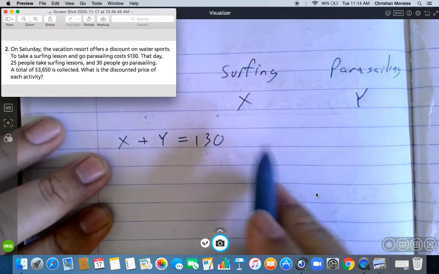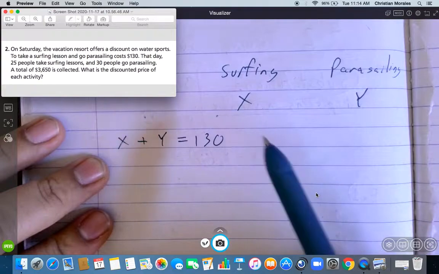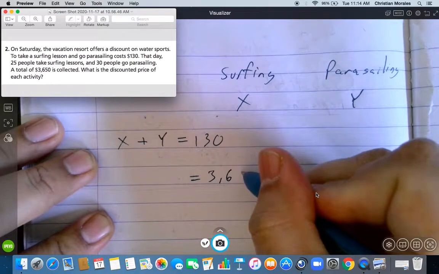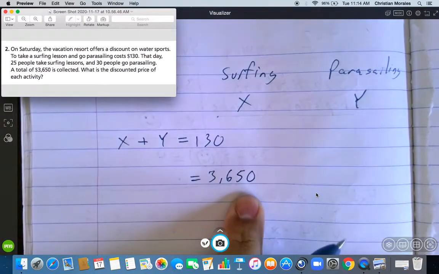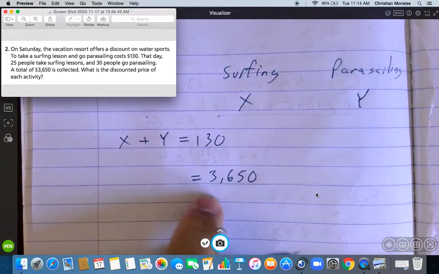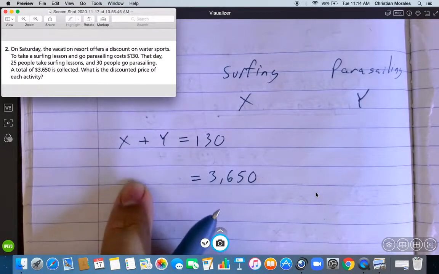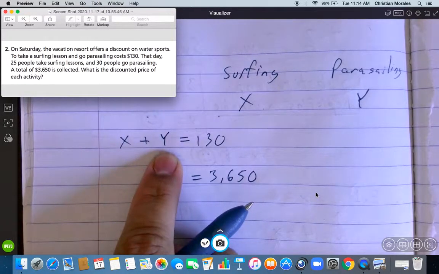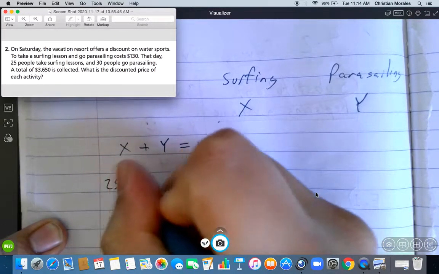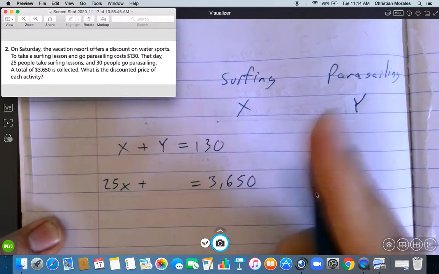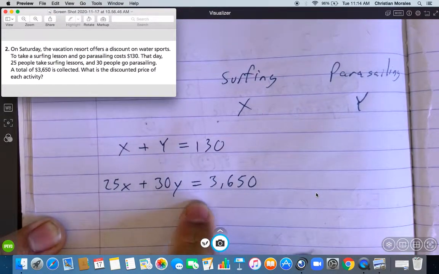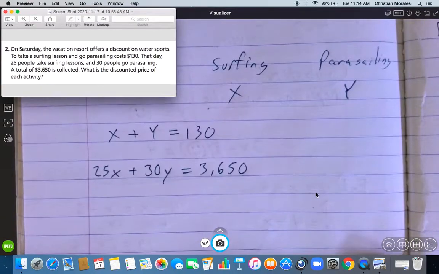Wait, there's another total in here. The total amount of money collected. They collected $3,650. But that total isn't about just doing 2 lessons. This total is about the day. Well, what happened that day? 25 people took surfing lessons and 30 people went parasailing. So this has 25 people paying this price, and this has 30 people paying that price. And that day, when they all paid, they paid this much. And these are my two equations.